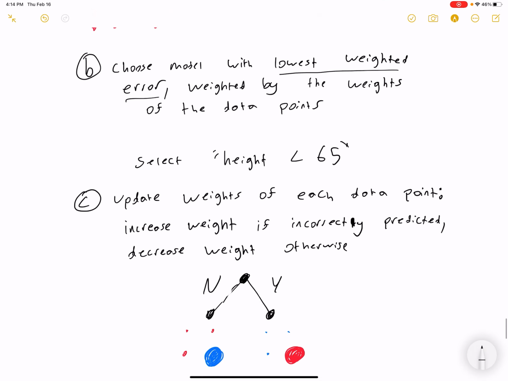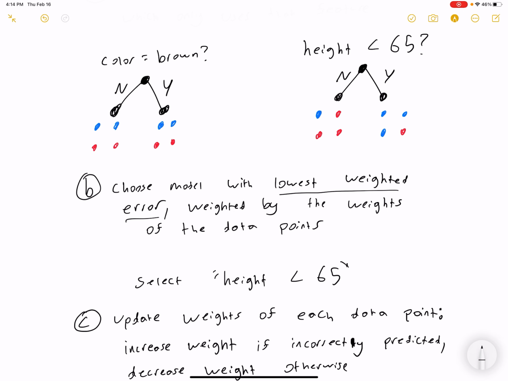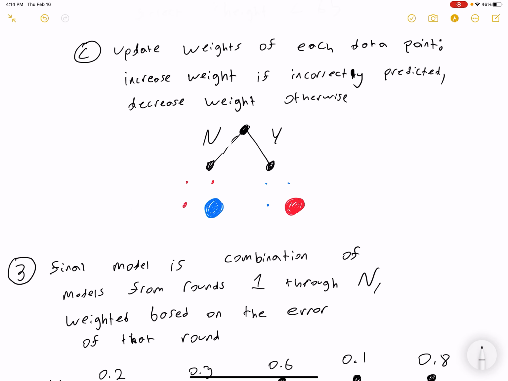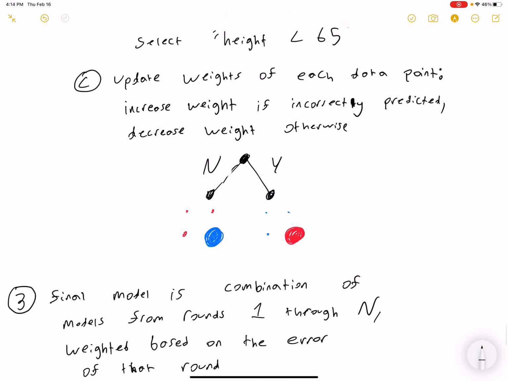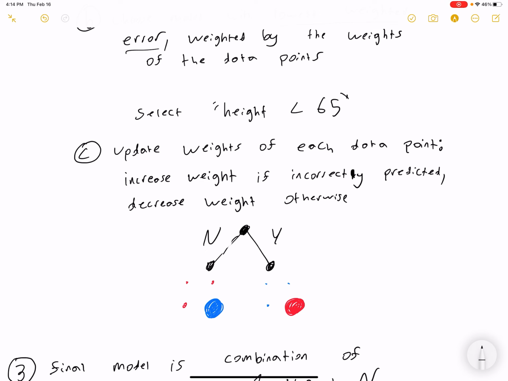It's the same, because for height is less than 65, there are 3 blues, 1 red, 3 blues, 1 red, and reverse for no. So because the blue ones, when height is less than 65 is equal to yes, are correctly classified, they get less weight. They're not as important in measuring the error in the next round because they were already correctly classified, and we want a model that's going to get those ones that were previously incorrectly classified correctly classified in the next round. So if you're a data point that was predicted poorly, we'll make sure that our models do better the next round on you. So no data point gets left behind.